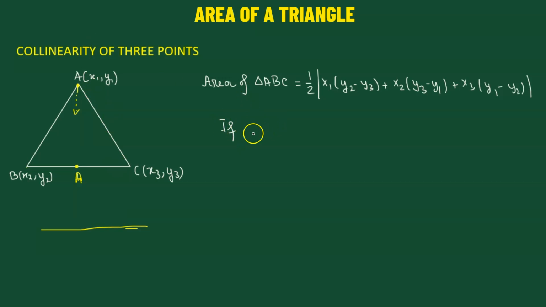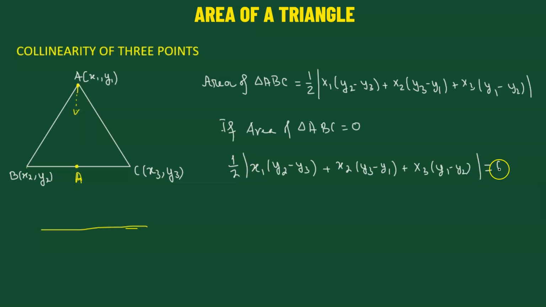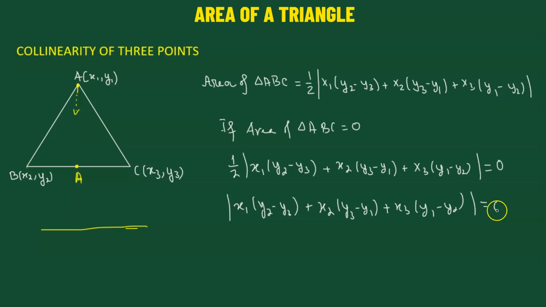That means if the area of triangle ABC equals 0, this right hand side must also go to 0. So we have half times this, which must be equal to 0, and half cannot be equal to 0. So we're left with the condition x1 times (y2 minus y3) plus x2 times (y3 minus y1) plus x3 times (y1 minus y2), and we take the absolute value. So this is going to be equal to 0, or the faster way to calculate it will be, we will consider the absolute value.